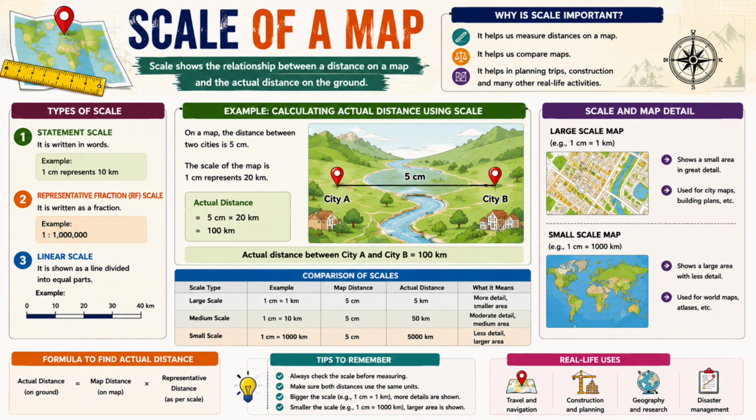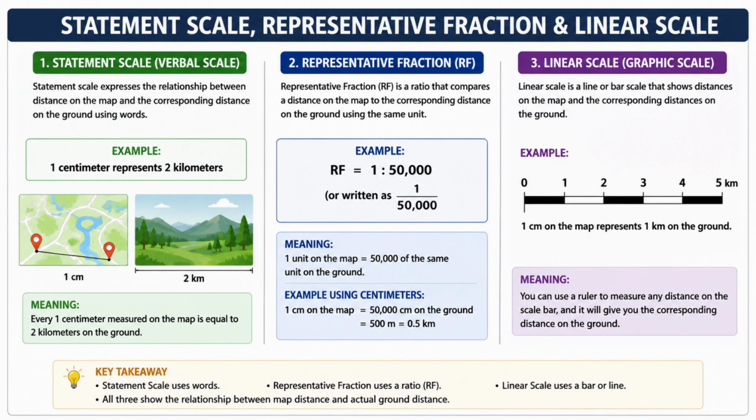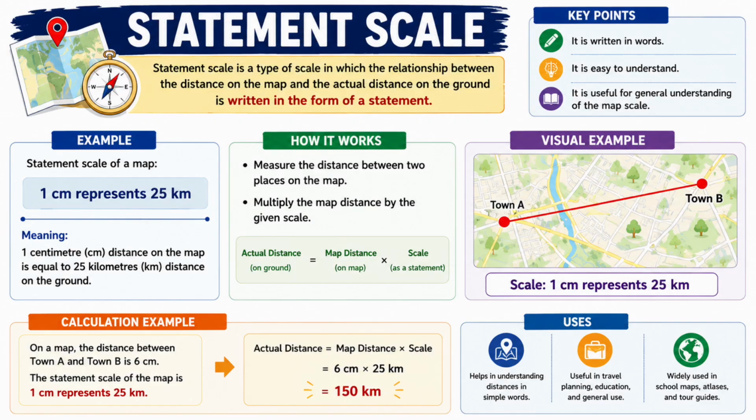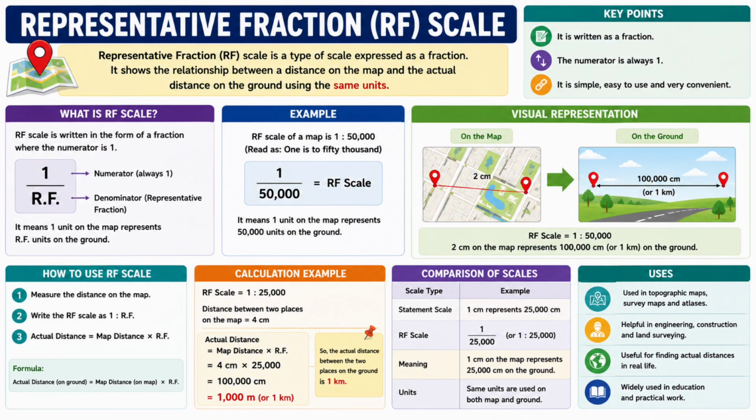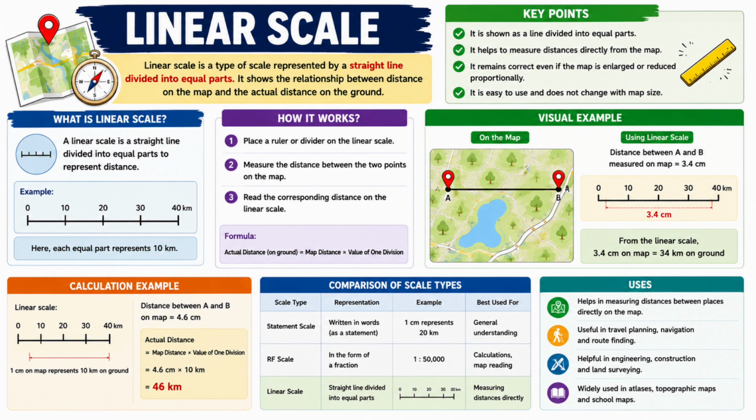Now let us look at the different types of scale. There are mainly three types of scales, such as statement scale, representative fraction, and linear scale. In statement scale, the distance is written in words. For example, 1 centimeter is equal to 1 kilometer. In a representative fraction, the scale is written as a fraction. For example, 1 by 50,000. This means 1 unit on the map represents 50,000 units on the ground. Linear scale is shown using a straight line with markings. It helps to measure distance directly from the map.